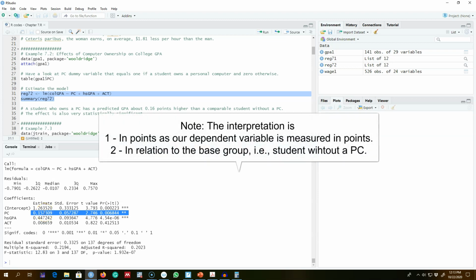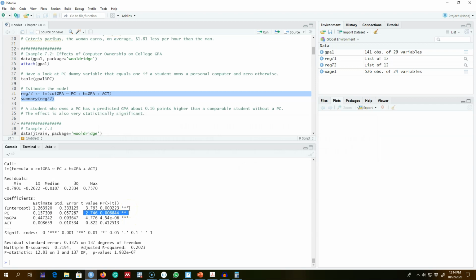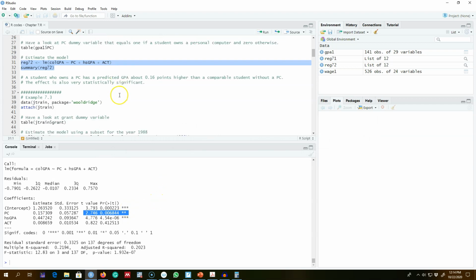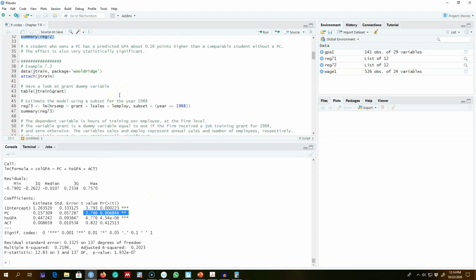According to these results, if a student owns a personal computer, their predicted GPA will be 0.16 points higher than a comparable student without a personal computer. Also note that this effect is statistically significant at about 1%.